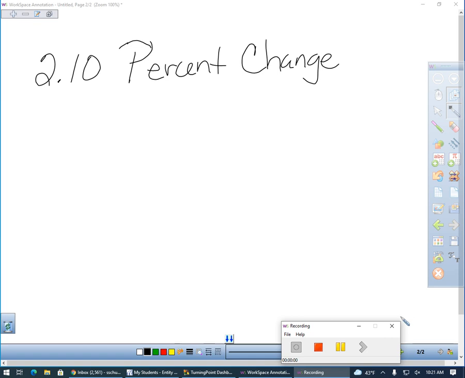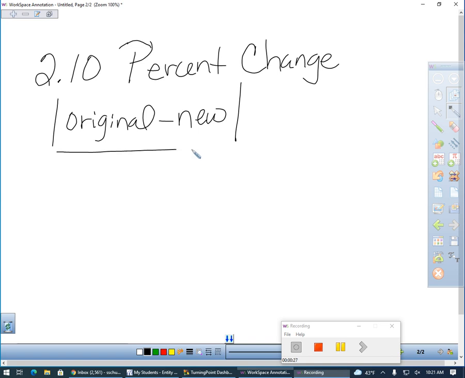Okay, so today, 2.10, we're talking about percent change. Now, percent change just wants to know how much we're going from one thing to another. Super easy. Everything's going to follow this formula today. We're going to do the absolute value of original minus the new, close my absolute value, divided by the original, and then times it by 100 to make it a percent.